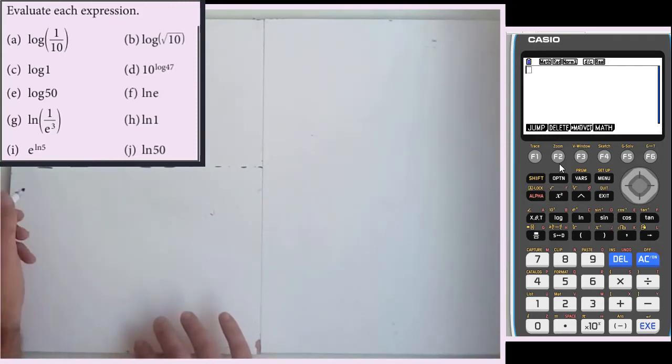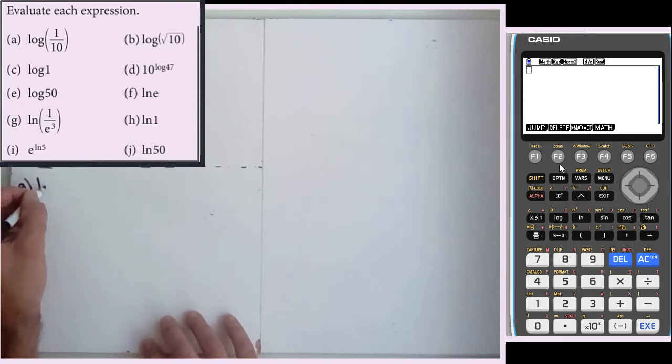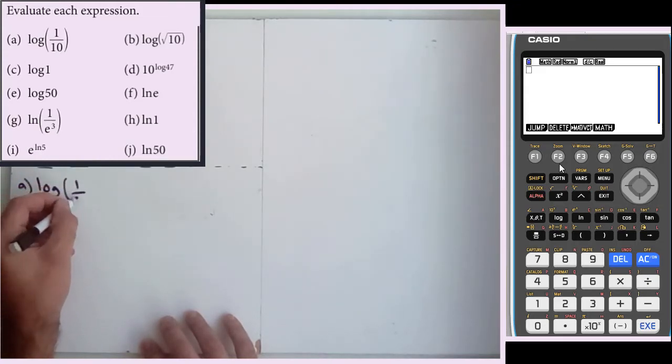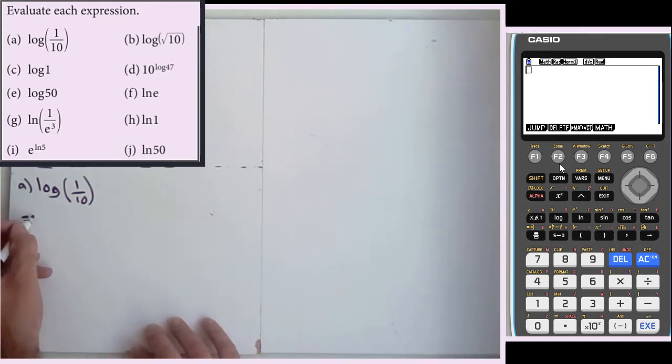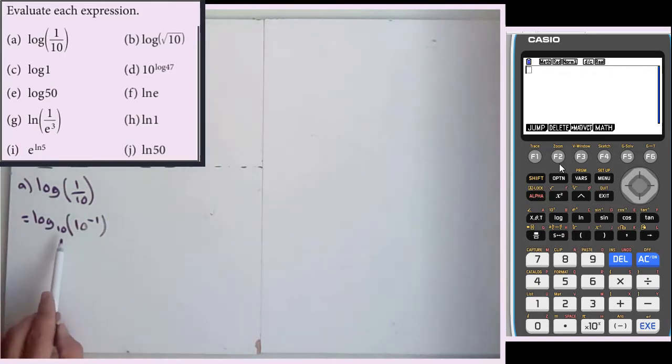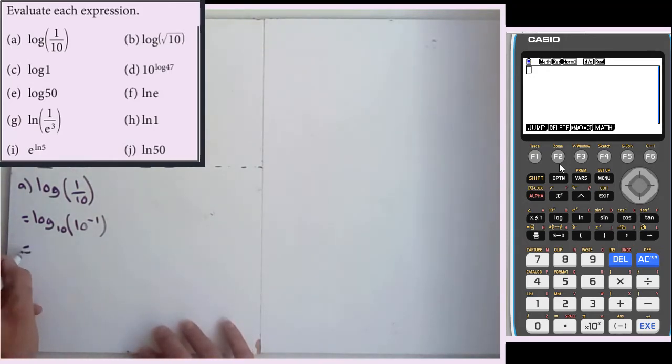So if we start with part A, it's asking for log of 1 over 10. So that means log base 10 of 1 over 10. I don't expect you to write this when you're actually doing it, but I'm saying log base 10 of, then think of 1 over 10, well that's 10 to the power minus 1. So it's saying what power do I raise 10 to in order to get 10 to the power minus 1? Well, you're going to have to raise 10 to the power minus 1, so the answer is just minus 1.